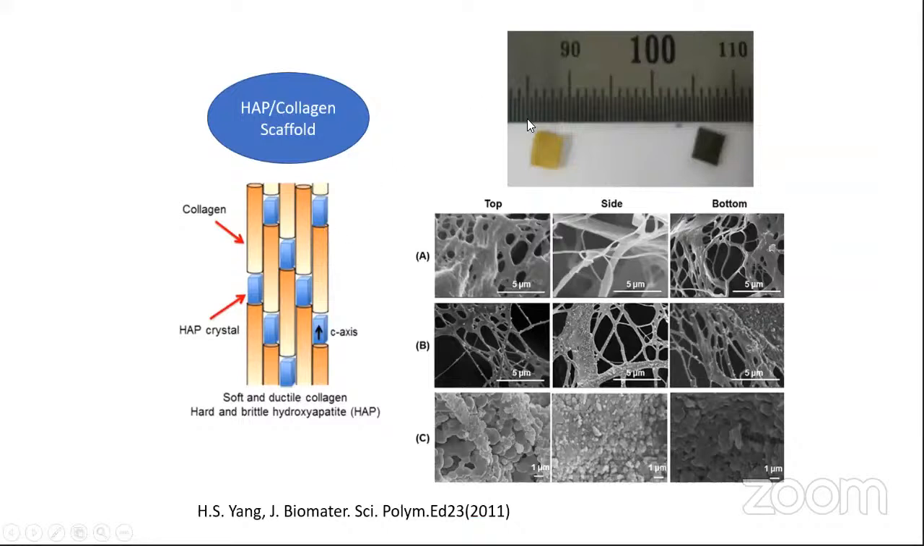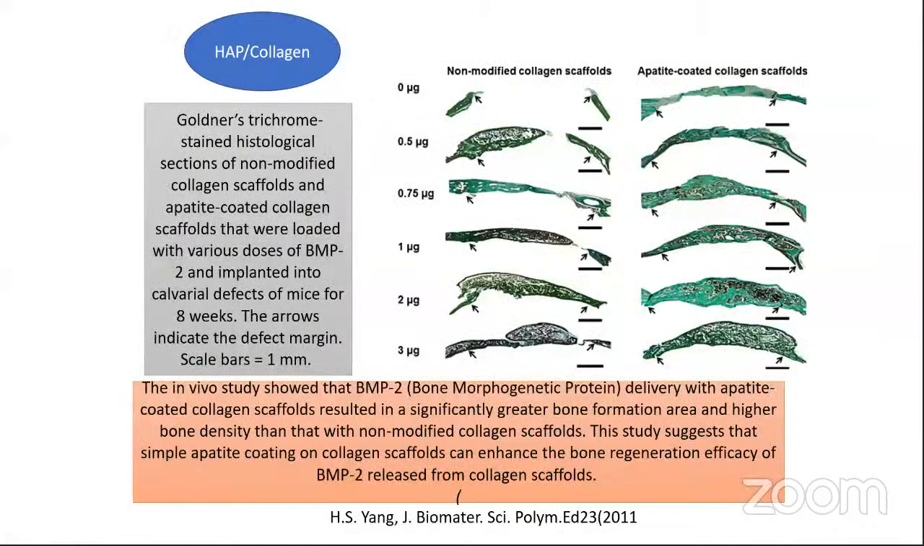And these scaffolds are shown over here, artificially made. And these are the electron microscopic diagrams. These are showing the microstructure of the scaffolds. The hydroxyapatite collagen, again, it is a very important part of that.